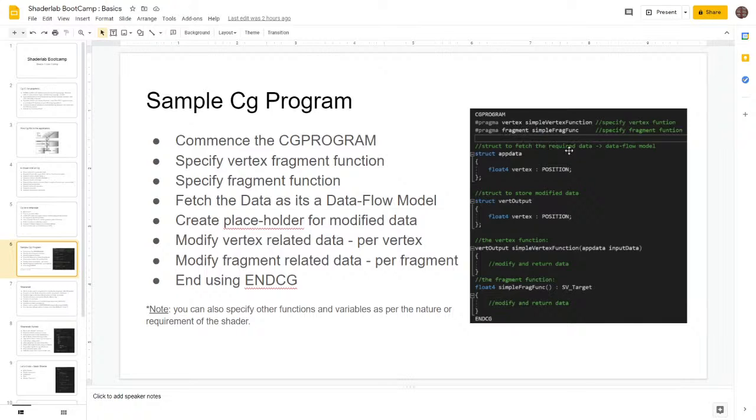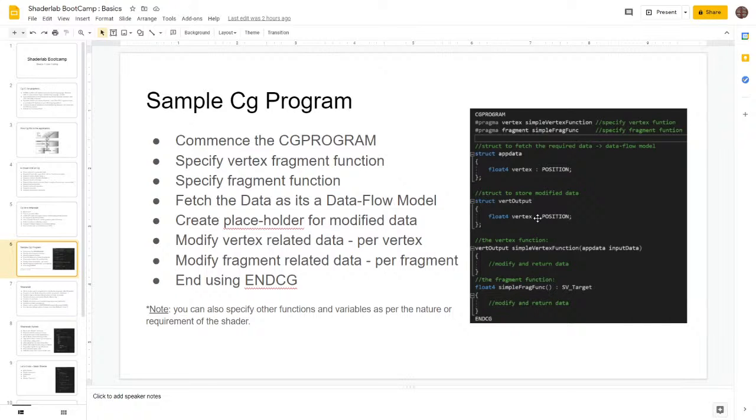Okay. Next thing is to follow the data flow model. That means fetch the data which is available. So we are fetching the data here in a structure. This structure contains vertex information. Now vertex information will be the position of that particular vertex in object space. That means relative to that specific object. Okay, it is of type float4. So we define that in a structure. Then we say we have one structure, but we cannot modify the same structure.